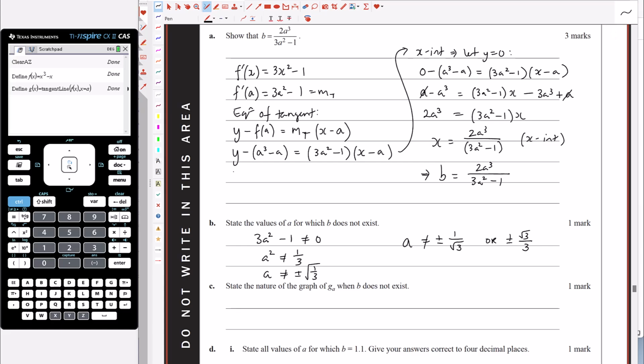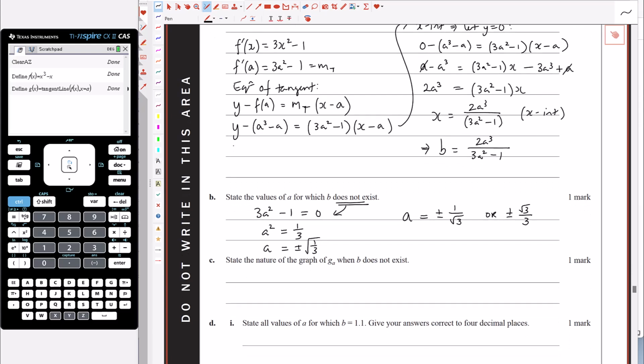Okay, I'm just going to rephrase the question slightly. So the values of a for which b does not exist is not "a not equal to that". The values of a for which b does not exist is a equals those values. So I'm just going to rephrase the whole calculation. Okay, so it does not exist for the solutions of that equation.